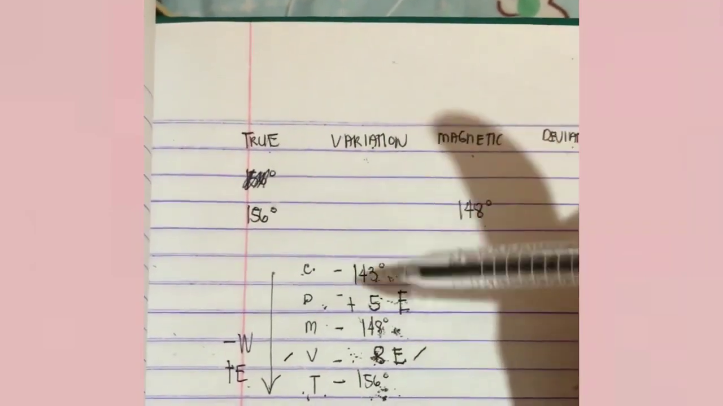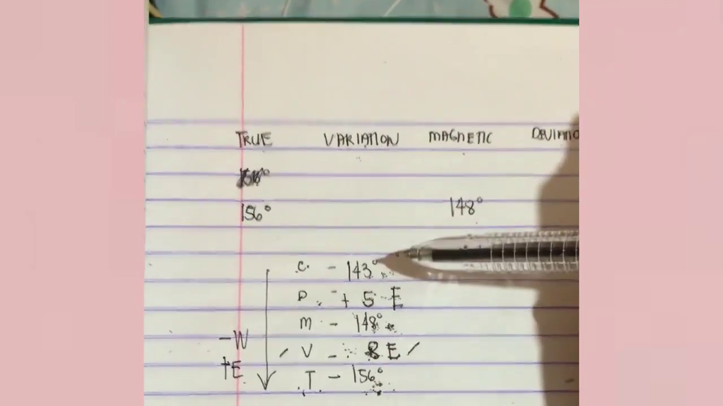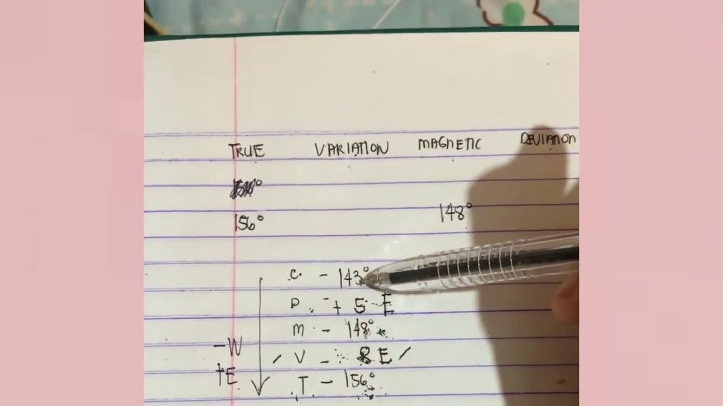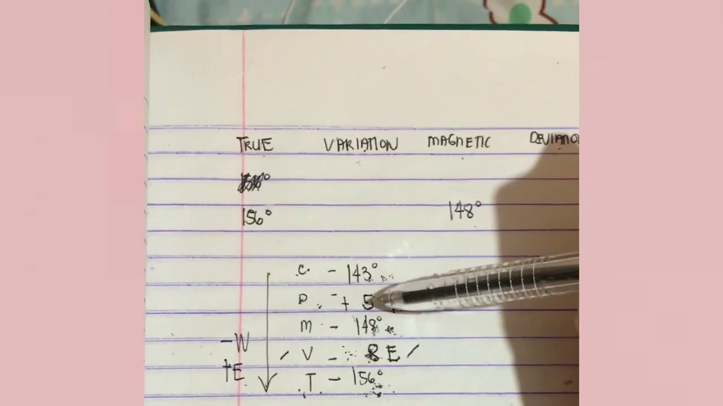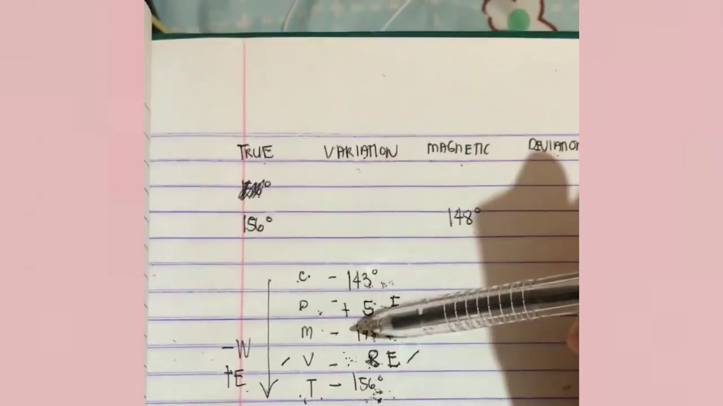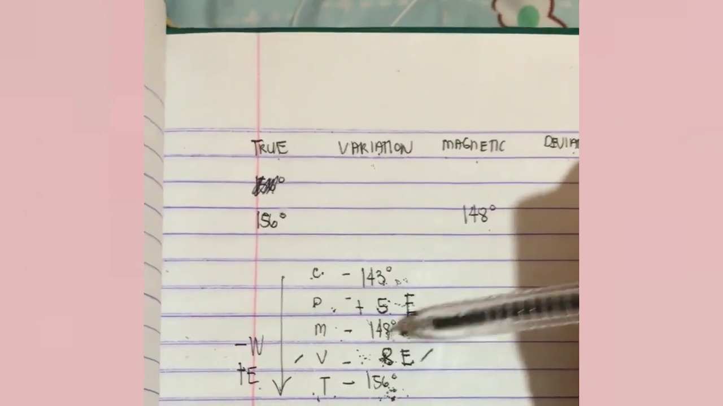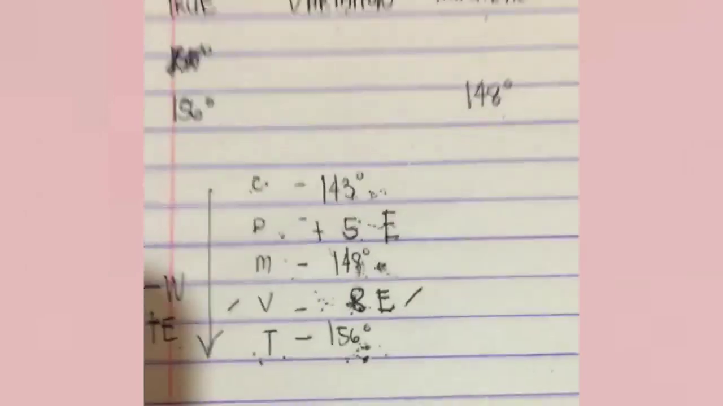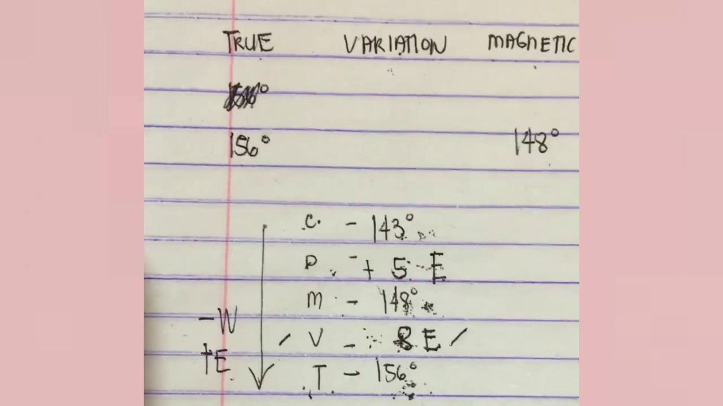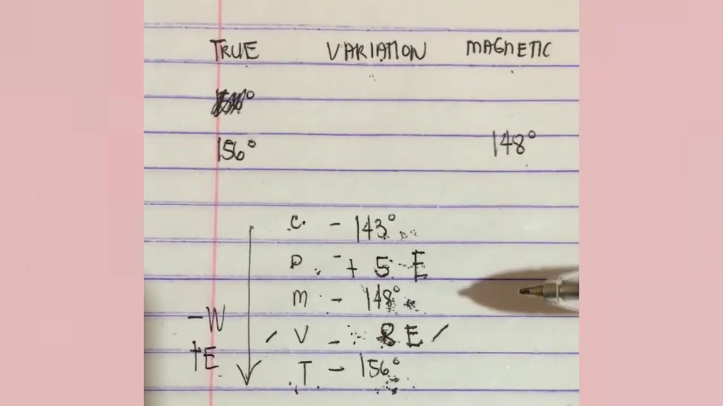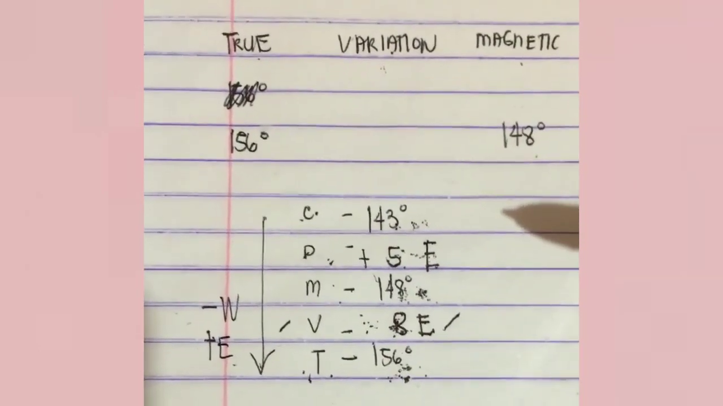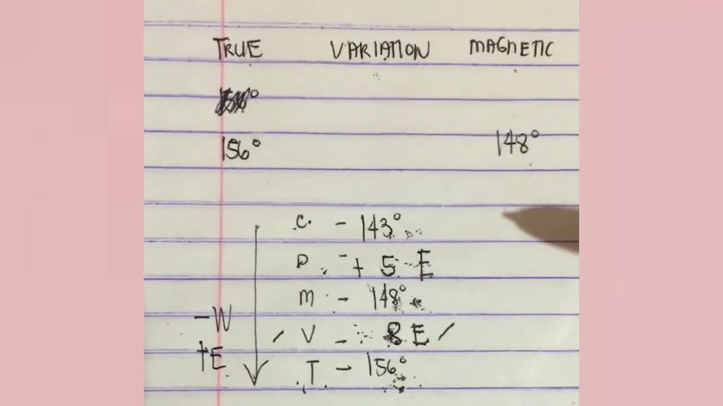To check if our answer is correct, add 143, which is the compass north, and add the deviation 5. The result will be the magnetic north, which is 148 degrees. So that is how to compute the deviation and variation. So that's it. Very easy.